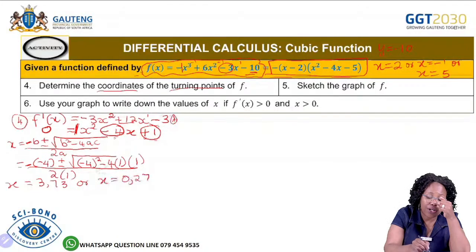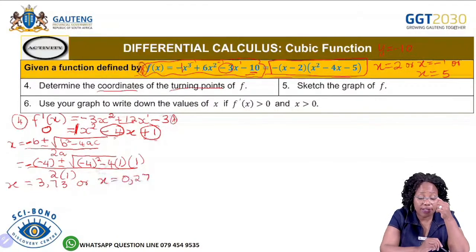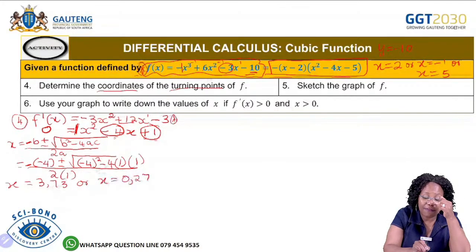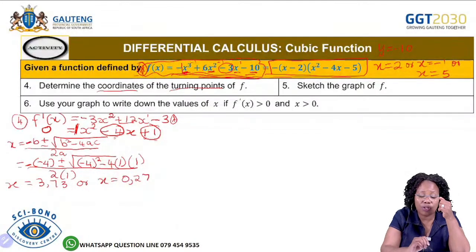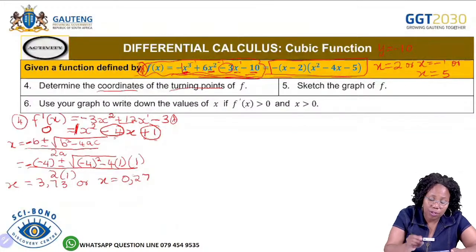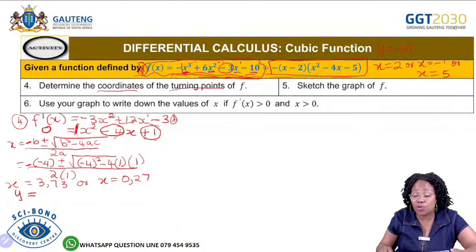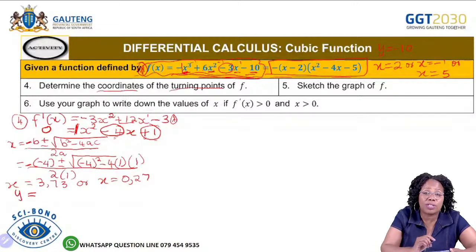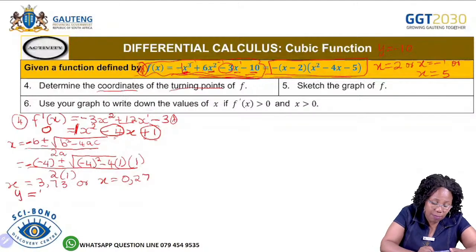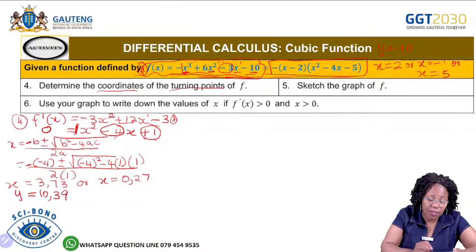You need to go to the original f of x and substitute your x, 3,73, into this equation. Where you have an x, you will substitute the 3,73, and then for the next answer substitute 0,27. So when you substitute 3,73 into your calculator, you can do it on your calculator, grade 12. There's no need to show us, because there are no marks for that. And then you'll end up with 10,39 positive for 3,73. And if you substitute 0,27, your y value will be minus 10,39.